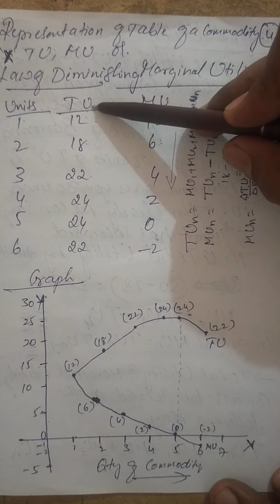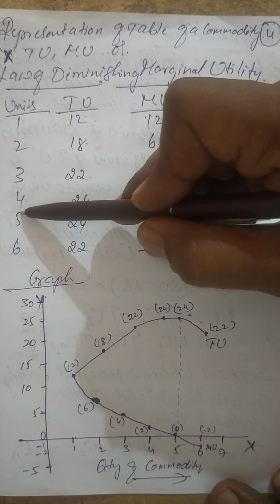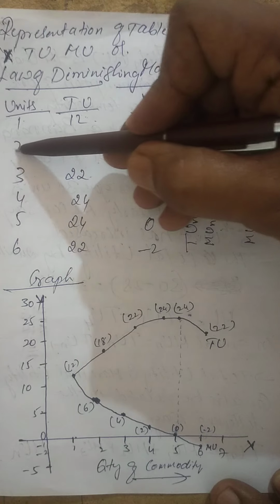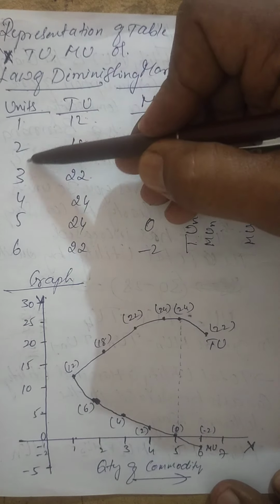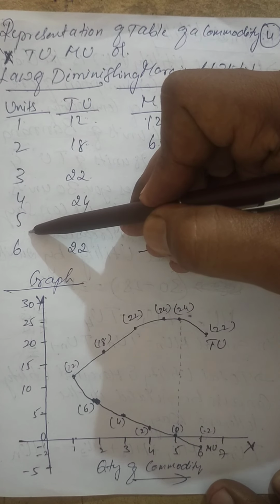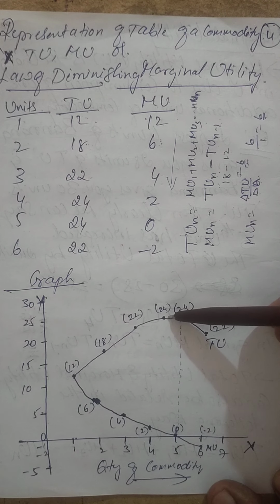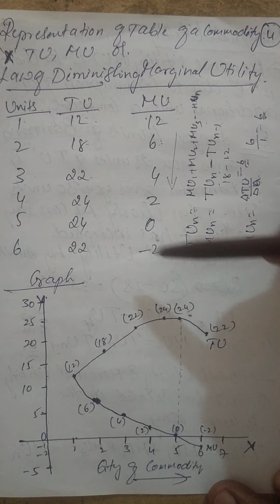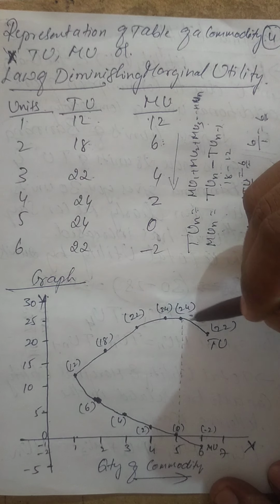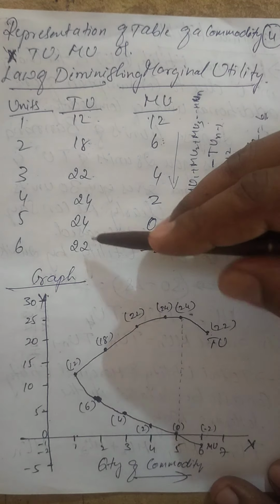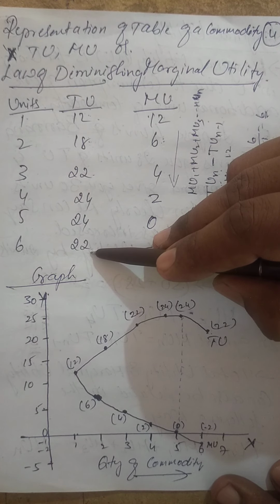The total utility curve starts increasing as you consume more, from 1 to 2, 2 to 3, 3 to 4, 4 to 5, 5 to 6. As you increase the level of consumption, your satisfaction level is also increasing. It is increasing till the maximum of 24. After 24, it starts falling down. Total utility falls down at an increasing rate.